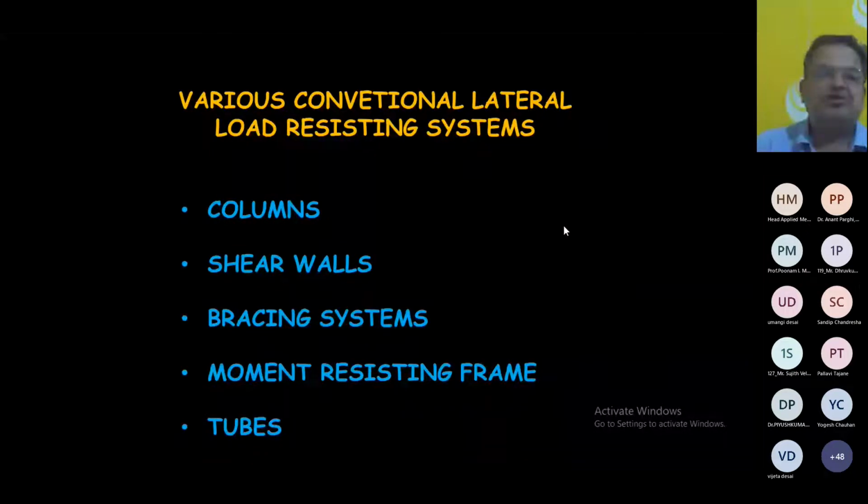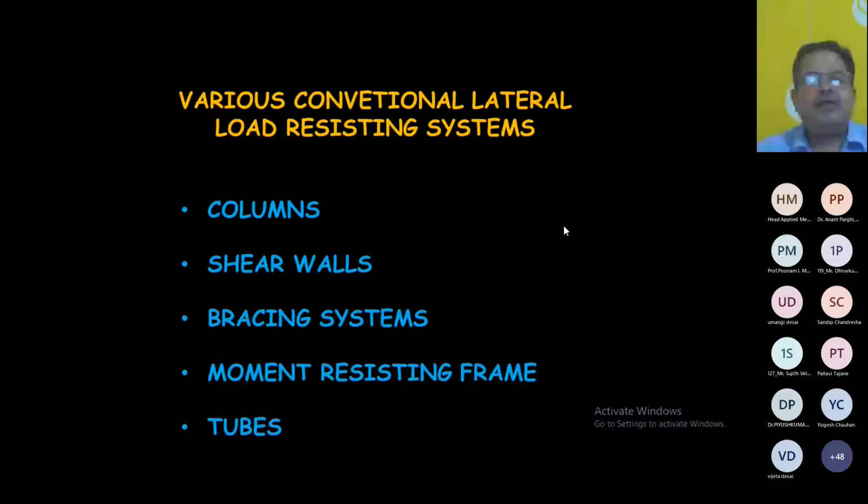So we talk about the various conventional lateral load resisting systems. They are columns, shear walls, bracing systems, moment resisting frames, which are a combination of beams and columns, and tubes. Right? These are the systems we generally place in our structure to resist gravity loads as well as lateral loads.